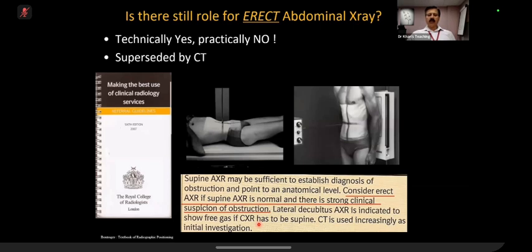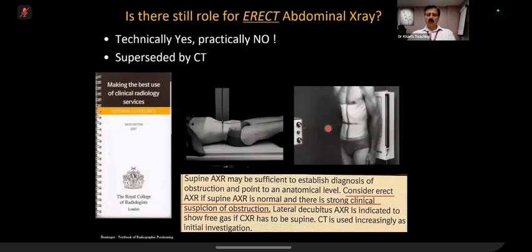In your real world, you will never use it, particularly in the UK, for example. But having said that, in the exam, you should know that concept. What is erect film used for? The main role of erect film is intestinal obstruction, and I will come back to this.